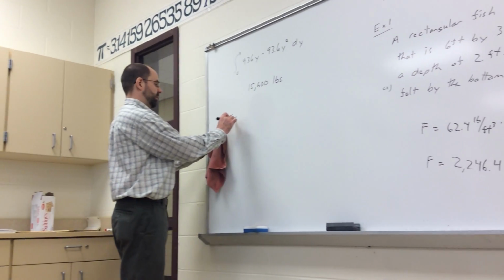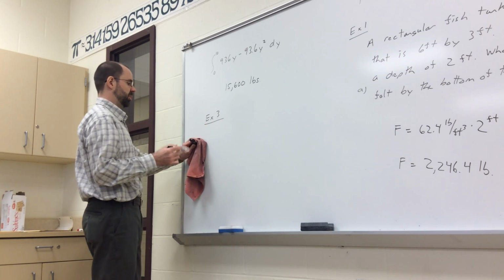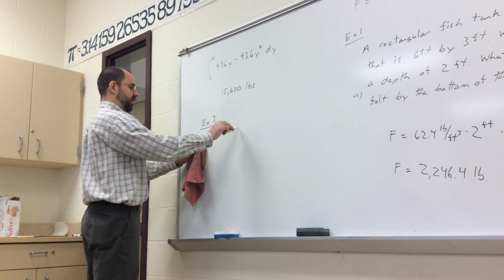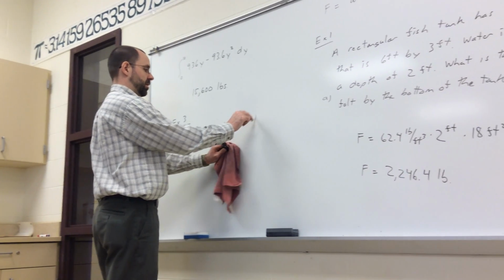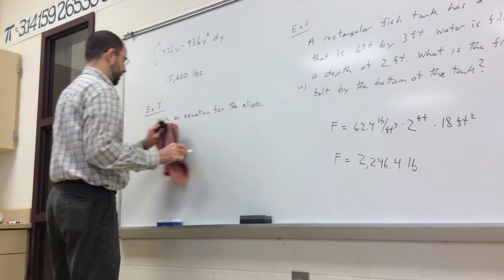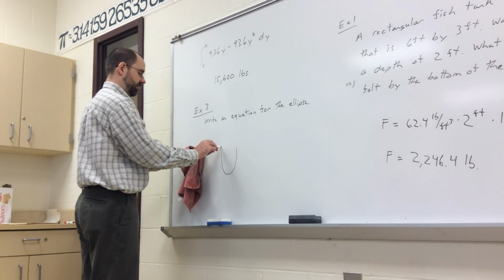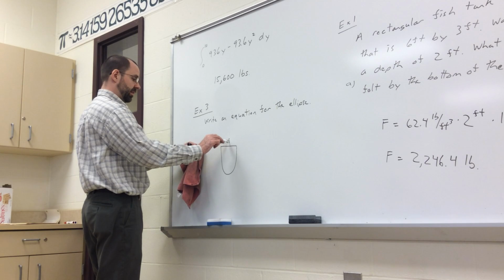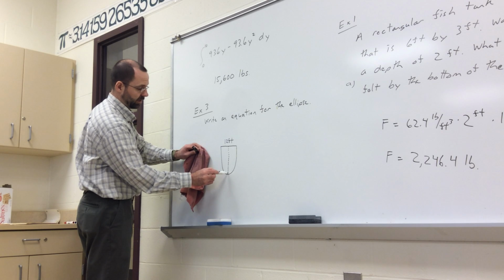A couple of the problems have some equations that are a little bit difficult to deal with. So we're just going to practice writing an equation for the ellipse. And the ellipse is going to look like this. So actually it's a half ellipse. And I want it 12 feet across the top. And then I want it 7 feet here.